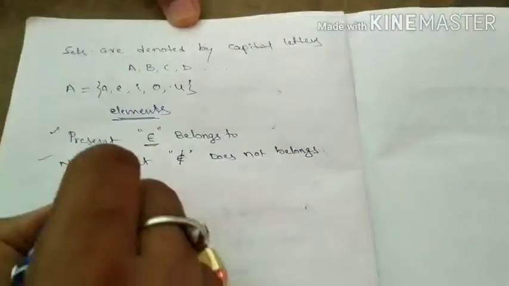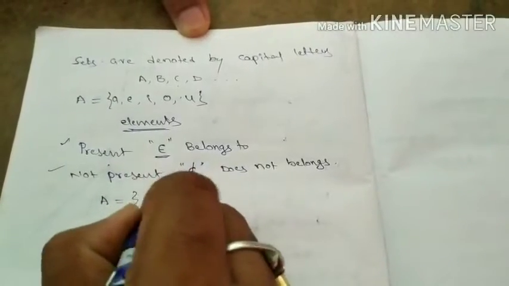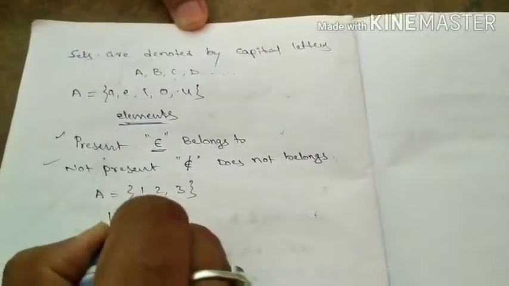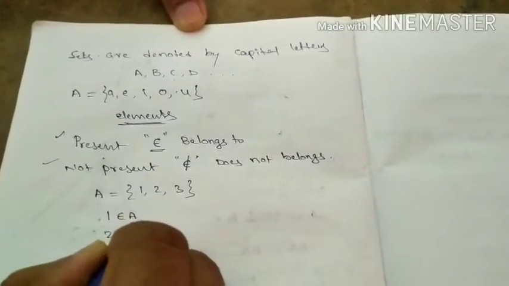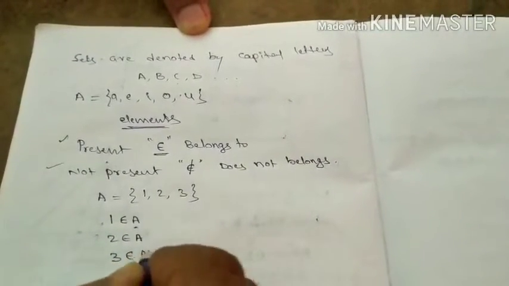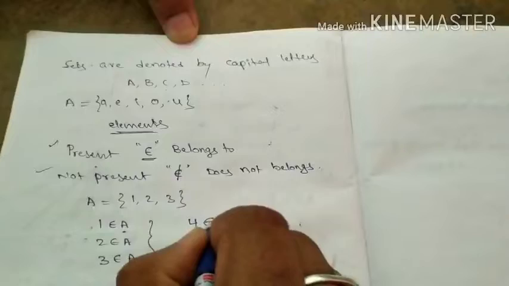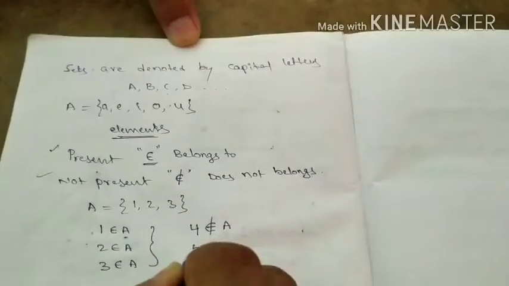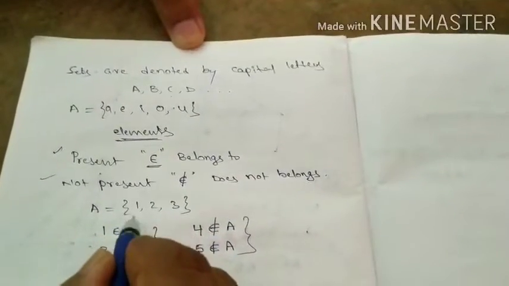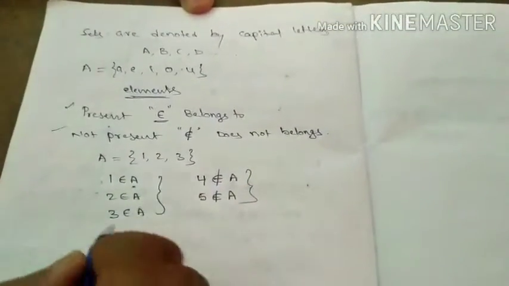Okay, how to show that? For example, A is equal to {1, 2, 3}. This is one set. The element 1 is present in set A, so belongs to. 2 is present in set A, belongs to. 3 is present in the set, so belongs to. Suppose 4 is not present in set A, so does not belong to. 5 does not belong to set A. So belongs to means the element is present in the set, and does not belong to means the element is not present in the set. So this is sets.